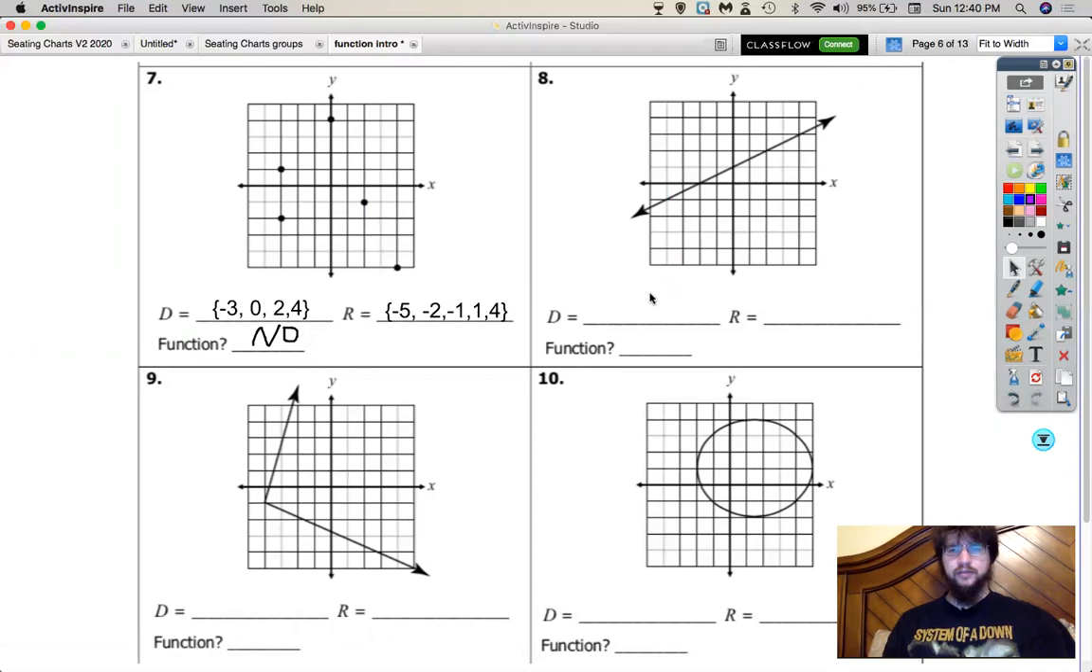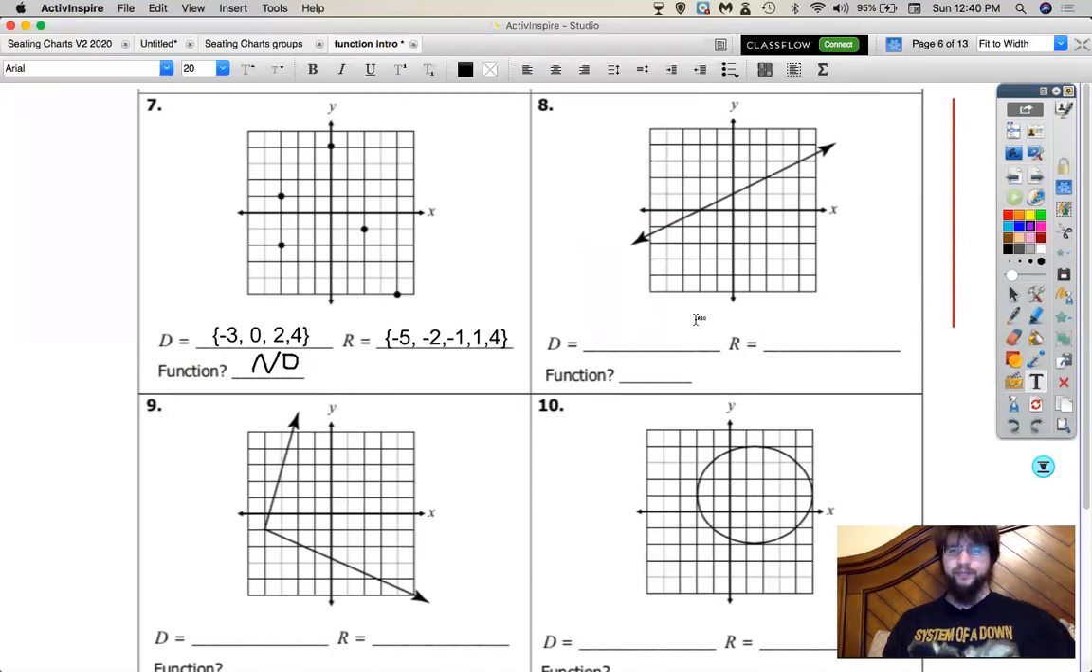Is this one a function? Absolutely, it's passing that test. Now, what's my domain here? You might have guessed it, everything. Negative infinity to positive infinity. That's my range, same thing.